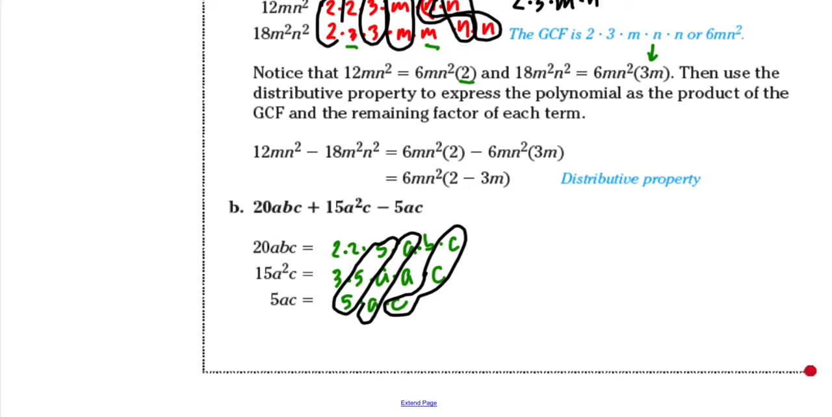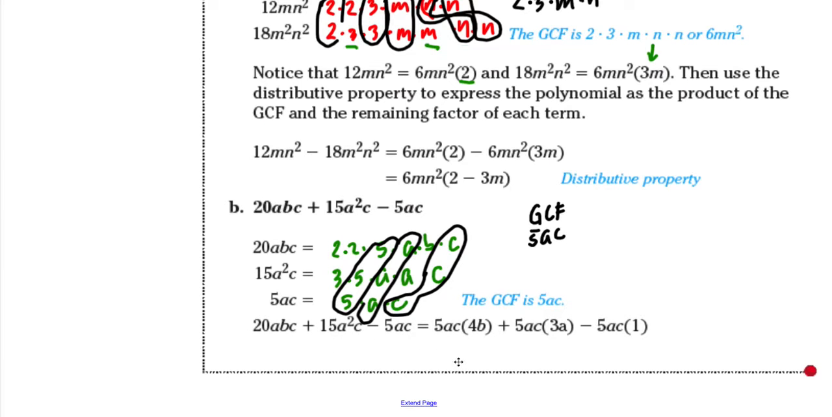Okay, so our GCF would be 5ac. That's our GCF. And that's exactly what it says here. The GCF is 5ac. And what we want to do is factor out 5ac.